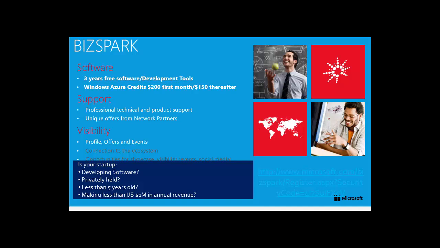Just to wrap up, I want to leave you with some information about Microsoft BizSpark. That's what I mentioned earlier. If you're a startup that's less than 5 years old and you're making less than $1 million US in annual revenue, developing software, and you're privately held, then you're eligible to sign up for Microsoft BizSpark, which gives you 3 years of free software and development tools, and also $200 of Windows Azure credits for the first month and $150 thereafter. It's a really great offer and a great way to take advantage of all the top-notch Microsoft development tools. So please reach out to me if you want to get signed up for that, or if you have any other questions about the presentation today.